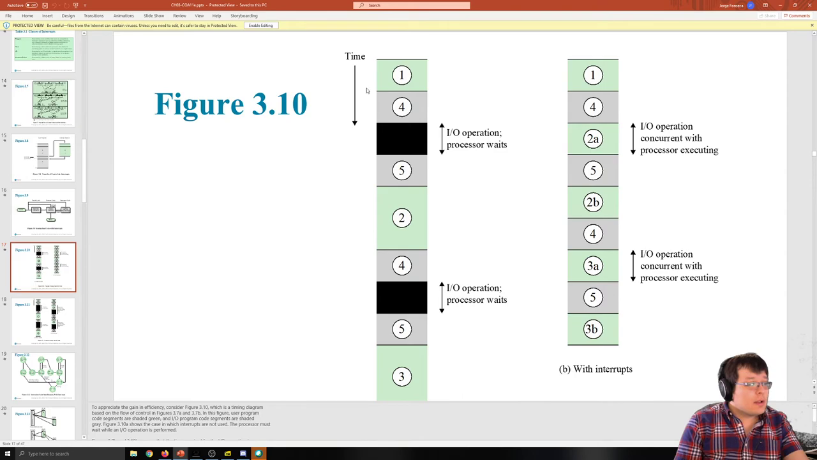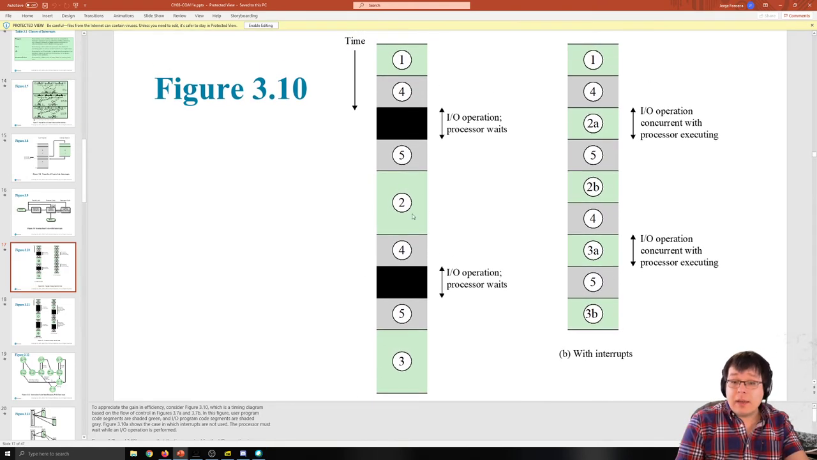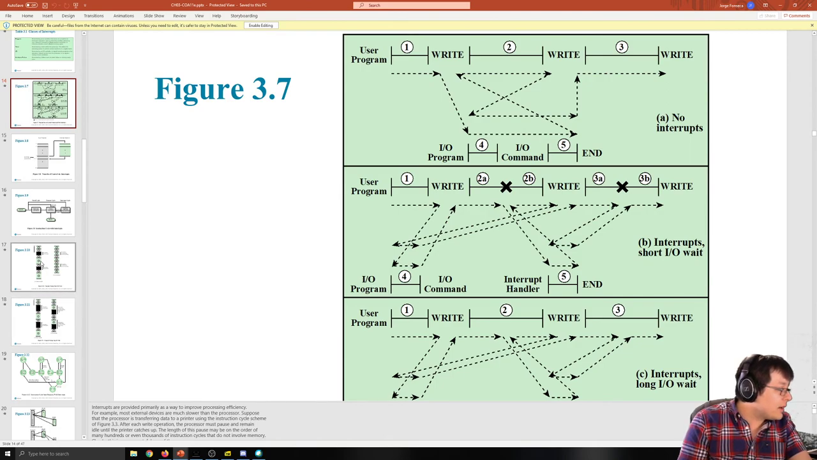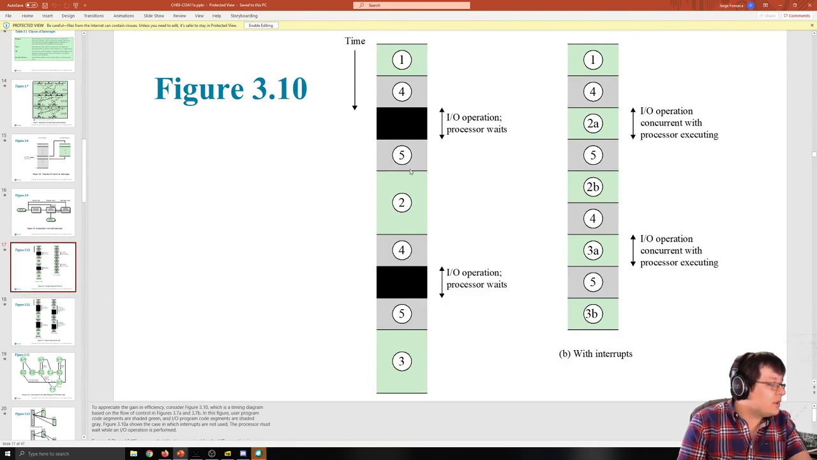Okay, so think of it in terms of time, the length of the lines is time. So the green code is just code without any IO. And then at the end of the green code, you have a write operation. So the gray stuff is basically the first part of the IO, which is the IO program part. That's when you're telling it, hey, I need you to do this printing for me. And then it's like, okay, I'll take care of it. And then you wait. If you're not doing interrupts, you wait.